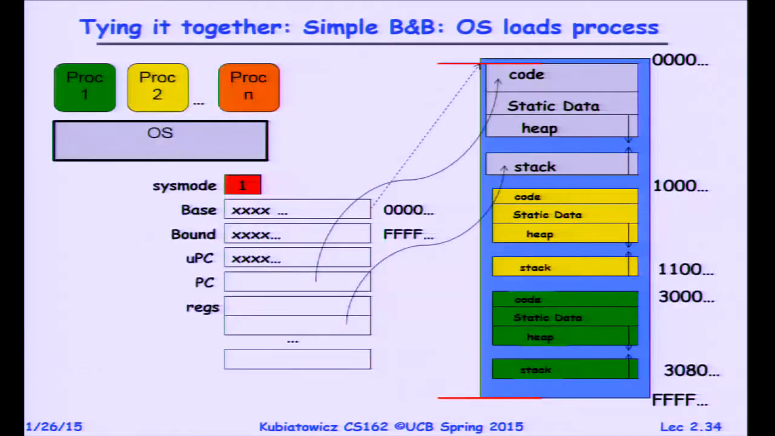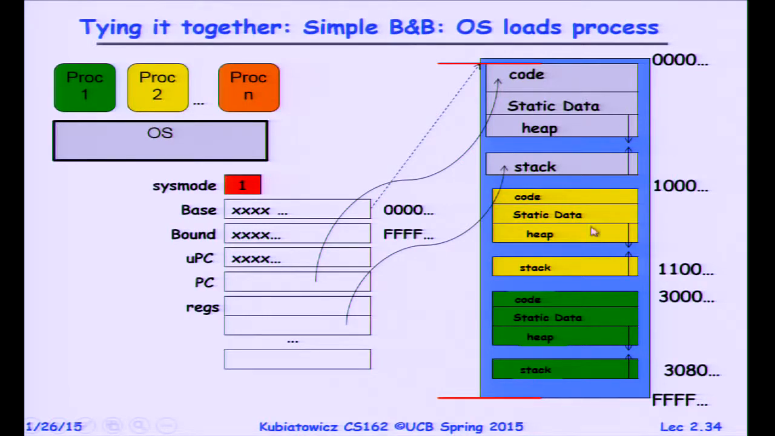Okay? Now, let's take a look at how to tie this all together. By the way, we're going to forget whether we have comparators or adders in there. That's a small detail we'll worry about later. But now let's say we have some sort of base and bound, what do we do with it? Let's suppose the operating system is going to load a process. So here we're busy running in the operating system. Notice that the system mode is kernel mode. That's why it's red and 1. And the program counter is busy up here in operating system land running some stuff.